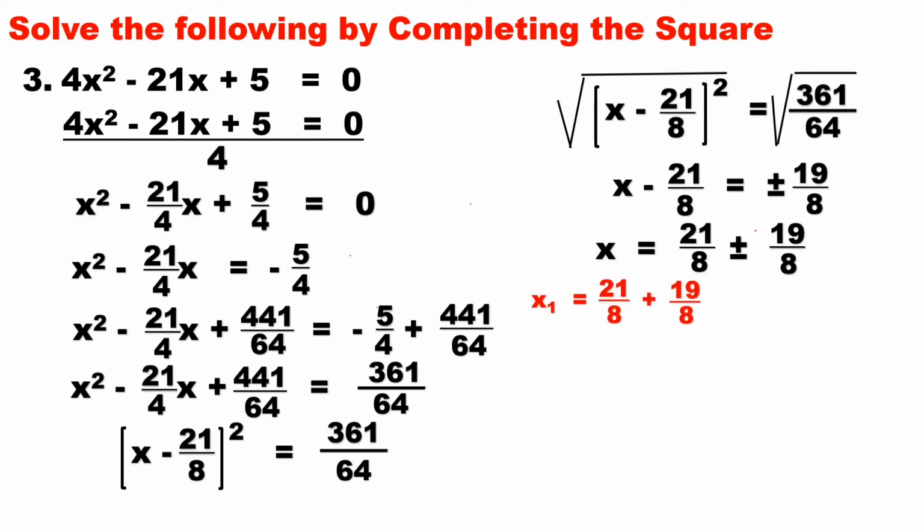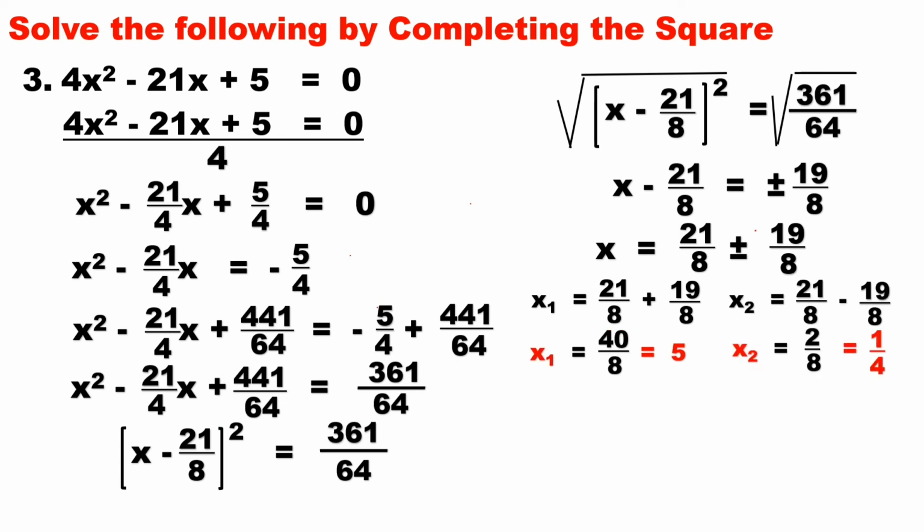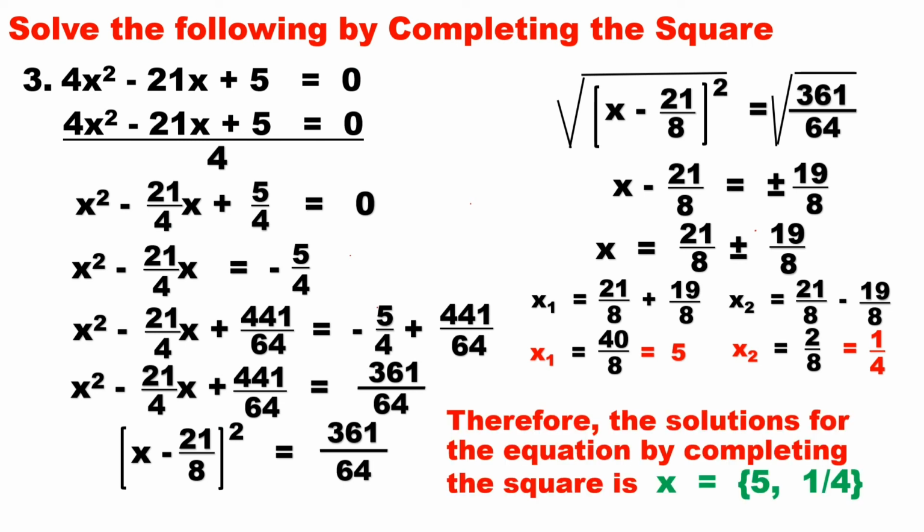To determine the two values of x: x sub 1 equals 21 over 8 plus 19 over 8. 21 plus 19 equals 40 over 8. 40 divided by 8 equals 5. Its second value, x sub 2, equals 21 over 8 minus 19 over 8. 21 minus 19 equals 2 over 8. Simplest form equals 1/4. Therefore, the solutions for the equation by completing the square are 5 and 1/4.